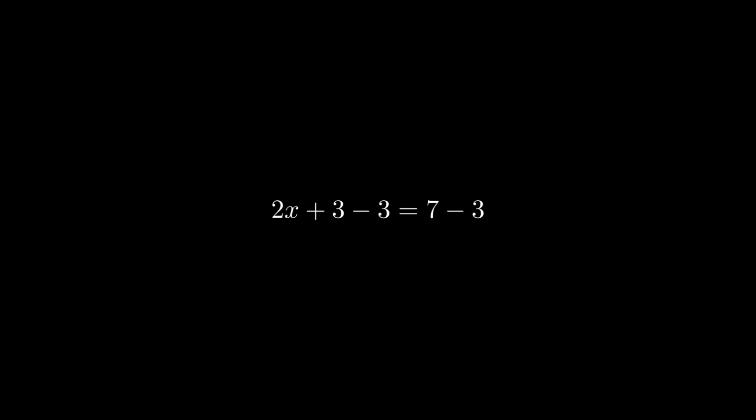To solve the equation 2x plus 3 equals 7, we need to isolate the variable x. In this first step, we will eliminate the constant term on the left side of the equation. To do this, we subtract 3 from both sides. This preserves the equality by maintaining the balance on both sides of the equation. Therefore, we get 2x plus 3 minus 3 equals 7 minus 3. Simplifying both sides, the equation now becomes 2x equals 4.